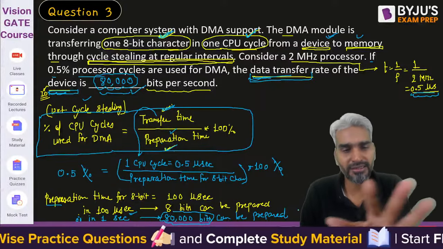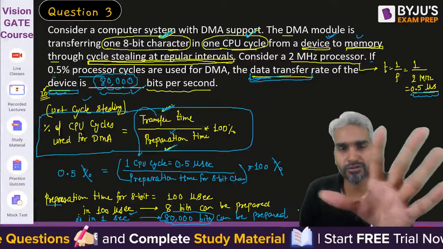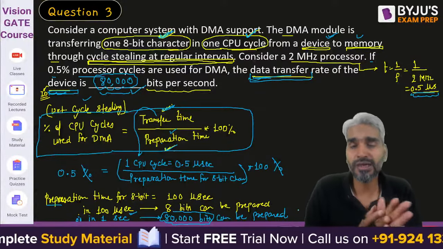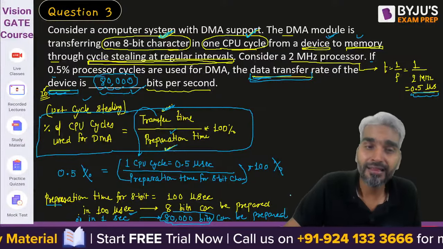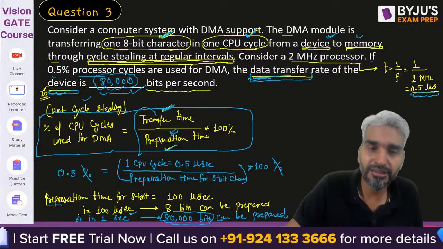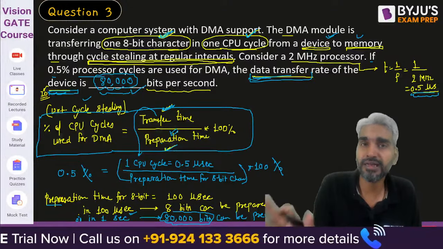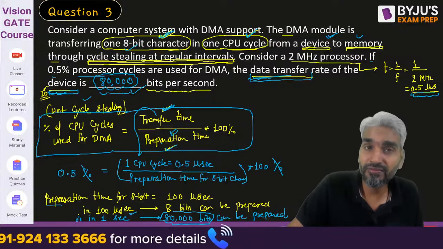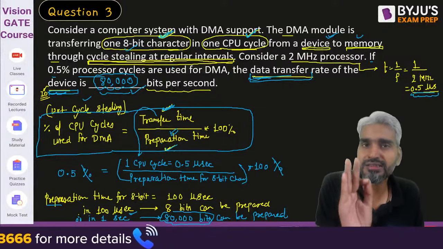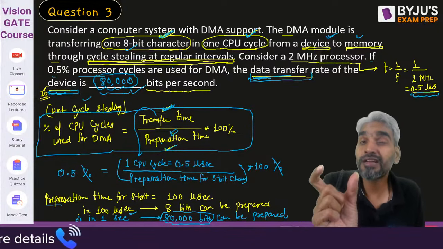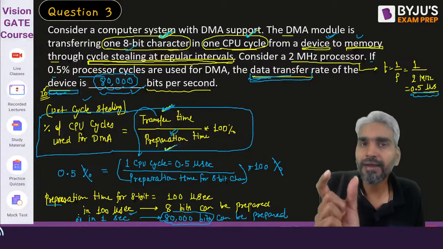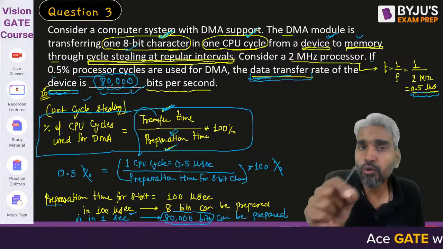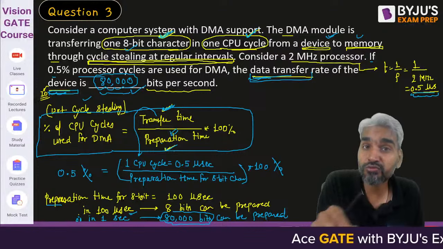So you just need to understand what transfer time depends on, what preparation time depends on, what is meant by percentage of CPU cycles used for DMA operation, and why this is transfer time divided by preparation time, not transfer time divided by preparation time plus transfer time. Let me give you a hint: when we are using cycle stealing mode, the transfer of the nth word of data is overlapping with the preparation of the n plus 1th word of the data.